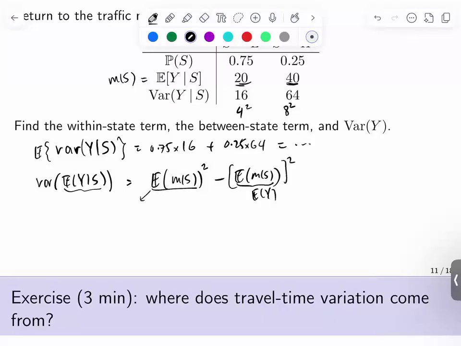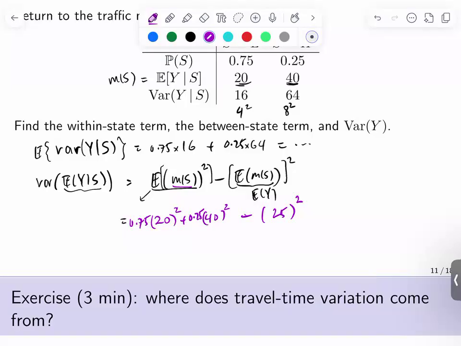Again, this random variable takes only two values. It's either 20, so you get 20 squared, or the other one is 40, so 40 squared, and the probabilities are 0.75 and 0.25. So that would be the value of this quantity. And then minus the expectation of y, which was 25 from before. So you should be able to calculate this.